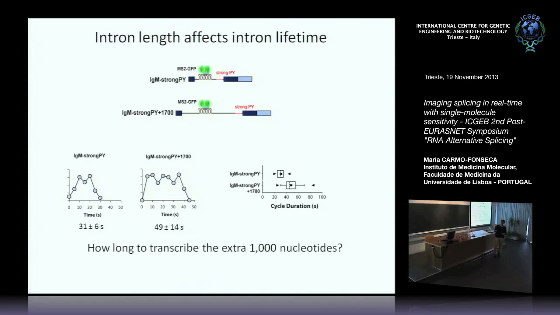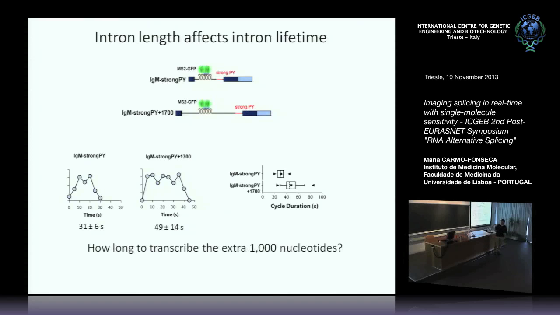And indeed, we do see a reflection of this time in the time it takes for the fluorescence to fluctuate. We do see an increased plateau of the fluorescence before it disappears when we look at these transcripts, and this is the statistics. So what makes these introns take longer to be spliced? Is this just the rate of transcription elongation, or is it because it takes longer to splice?